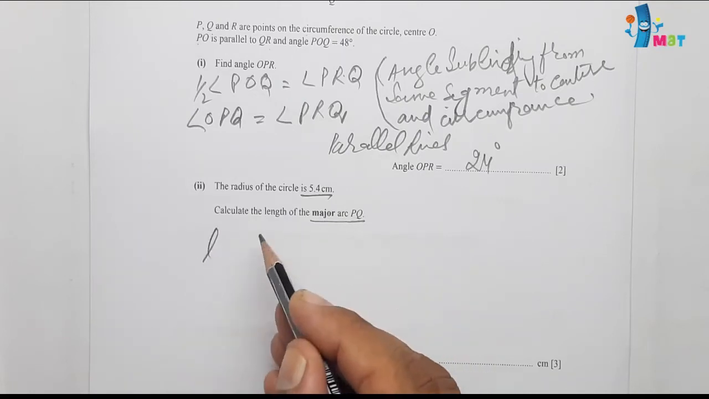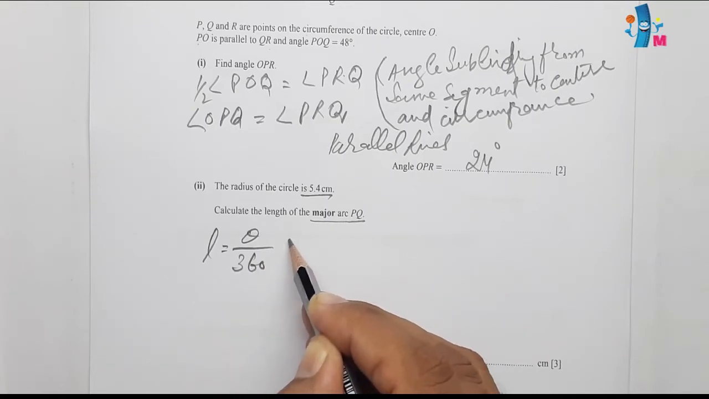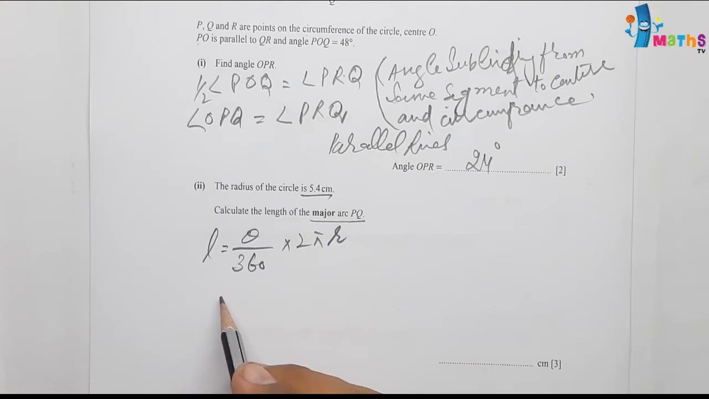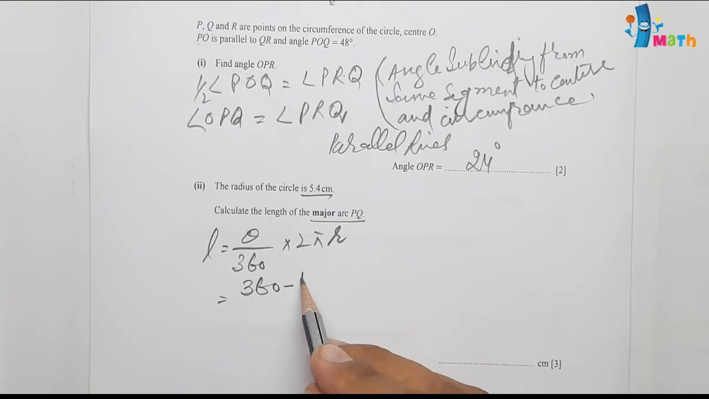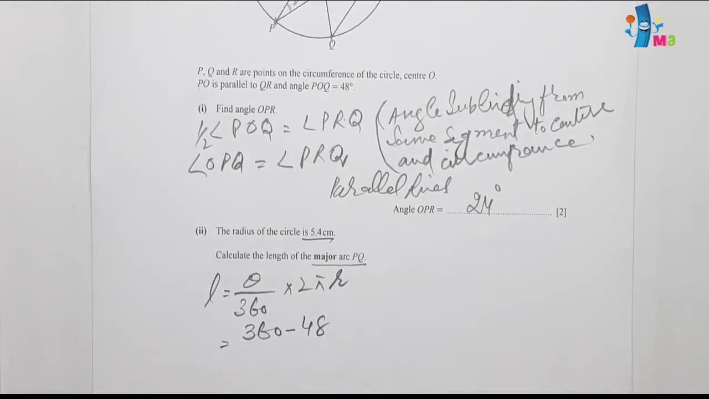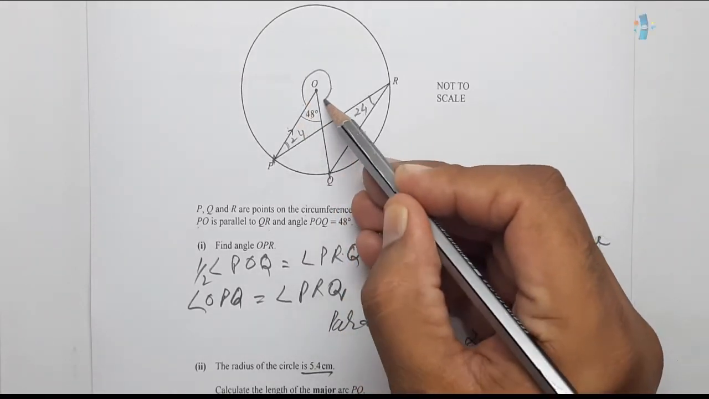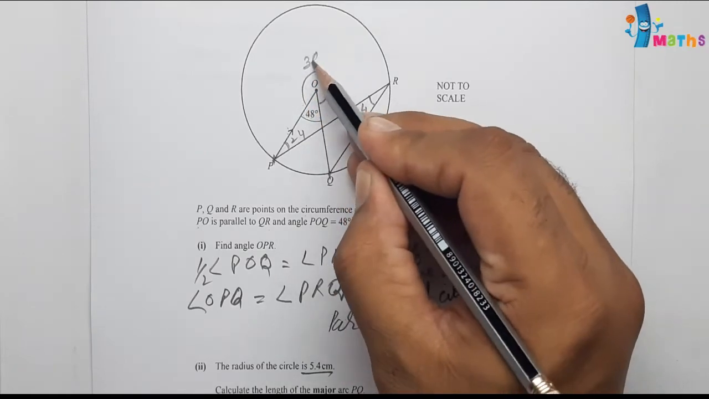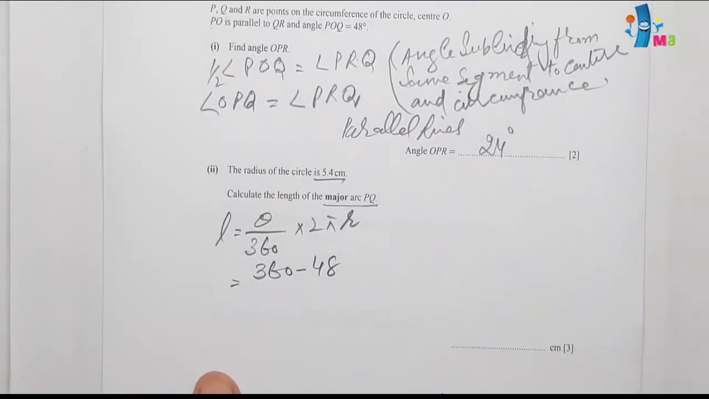Basically, we know this formula for a sector. L is equal to theta over 360 into 2 pi r. We can apply this formula, and theta is what? Theta is 360 minus 48. You can check from the diagram. This angle will be 360 minus this angle 48. So the same we have taken over here.